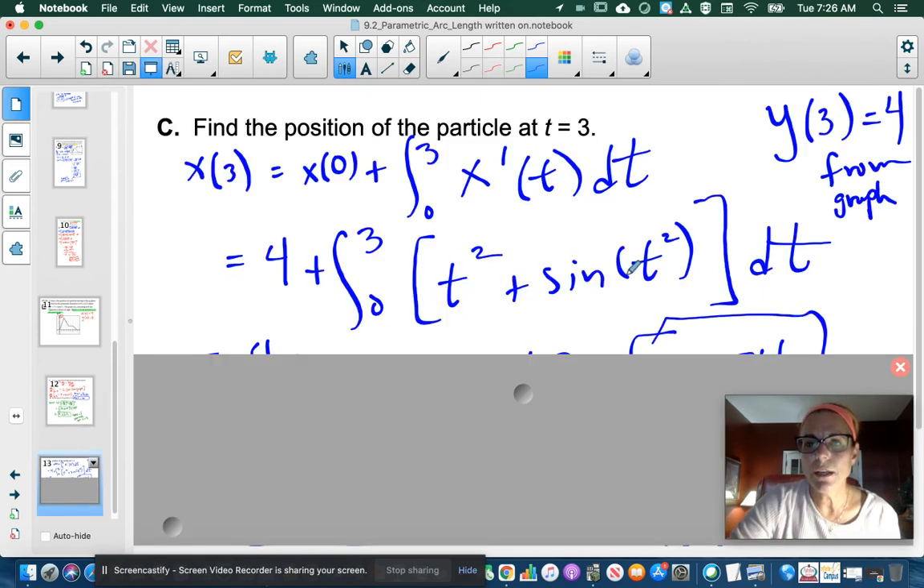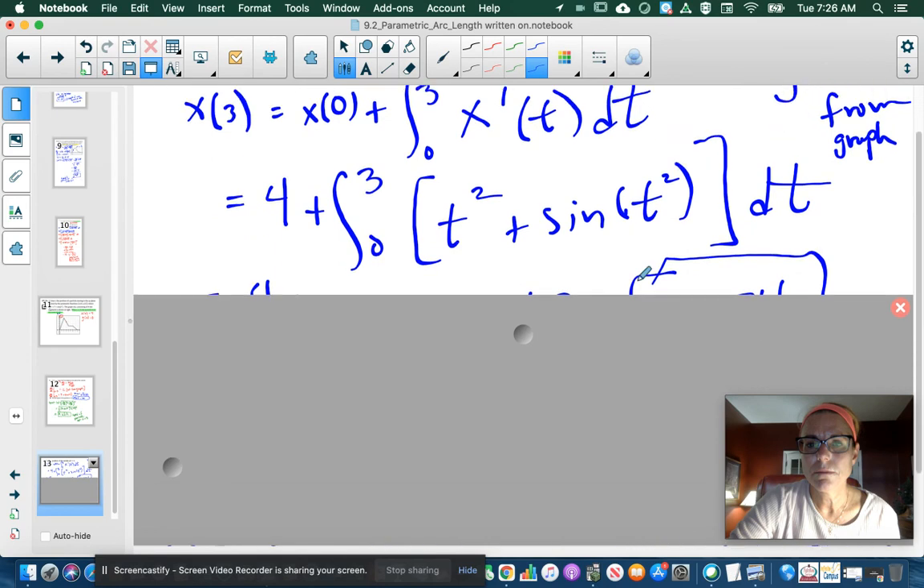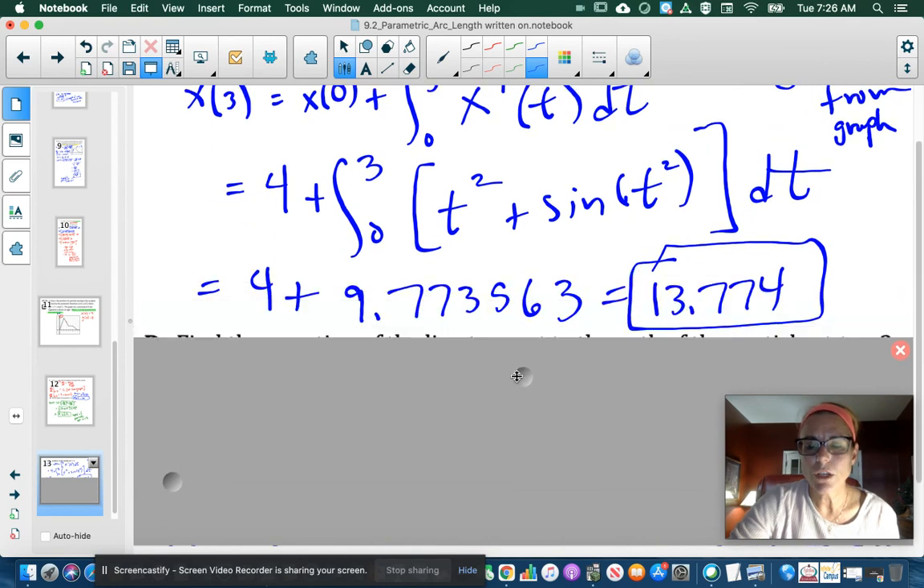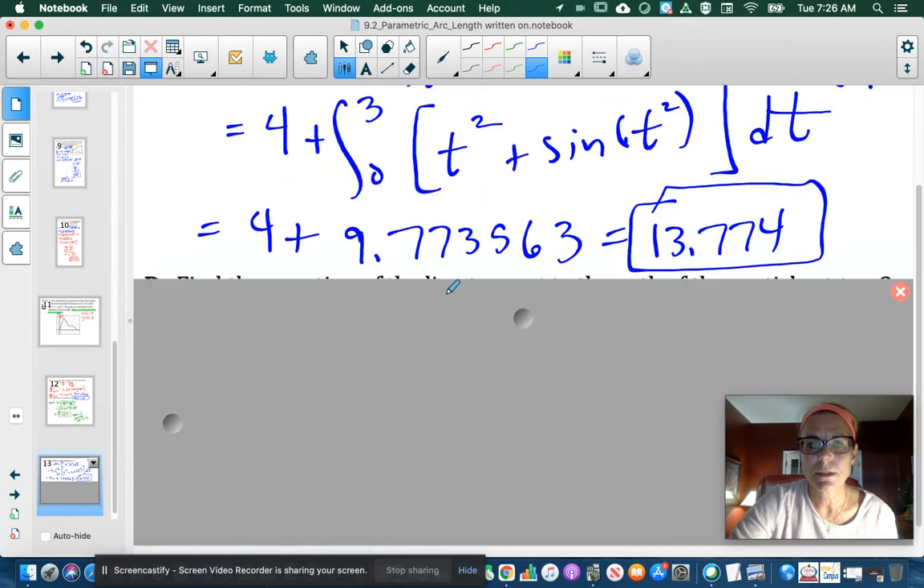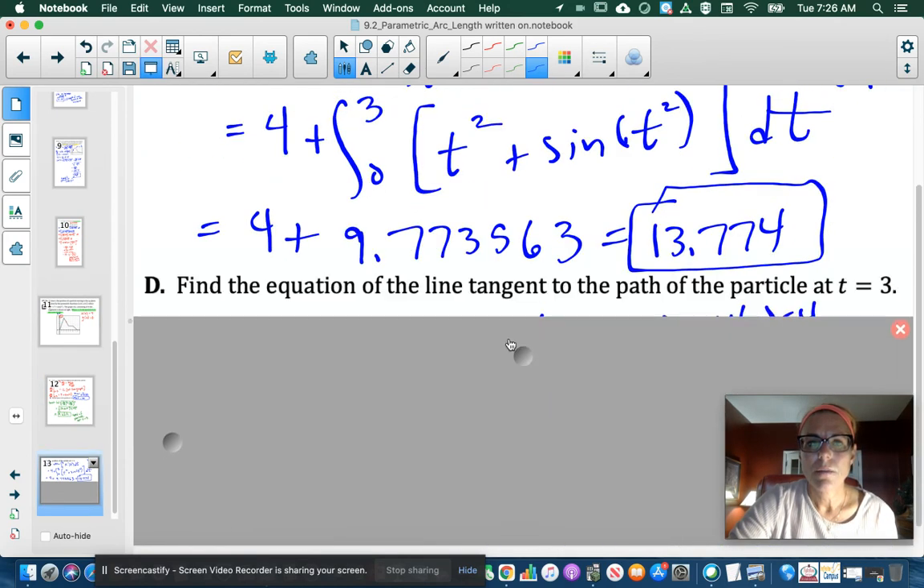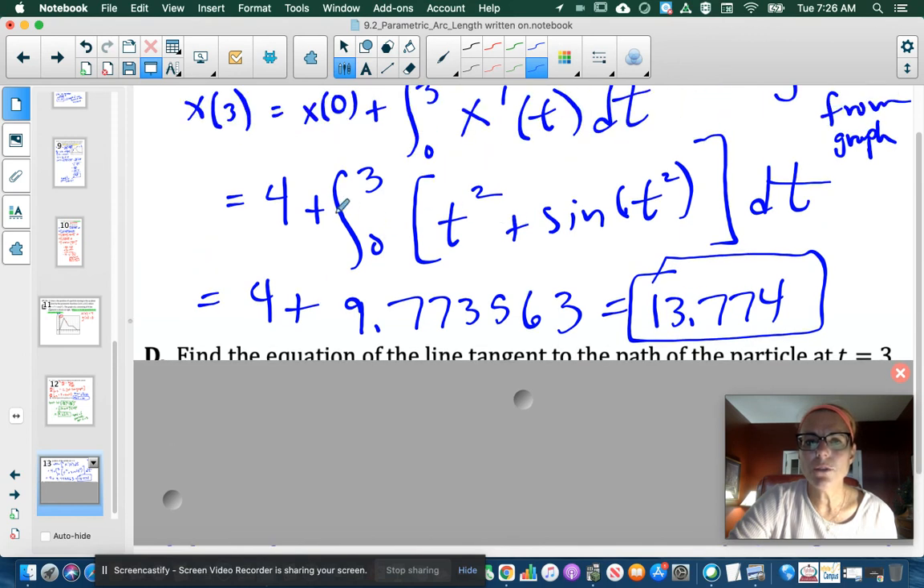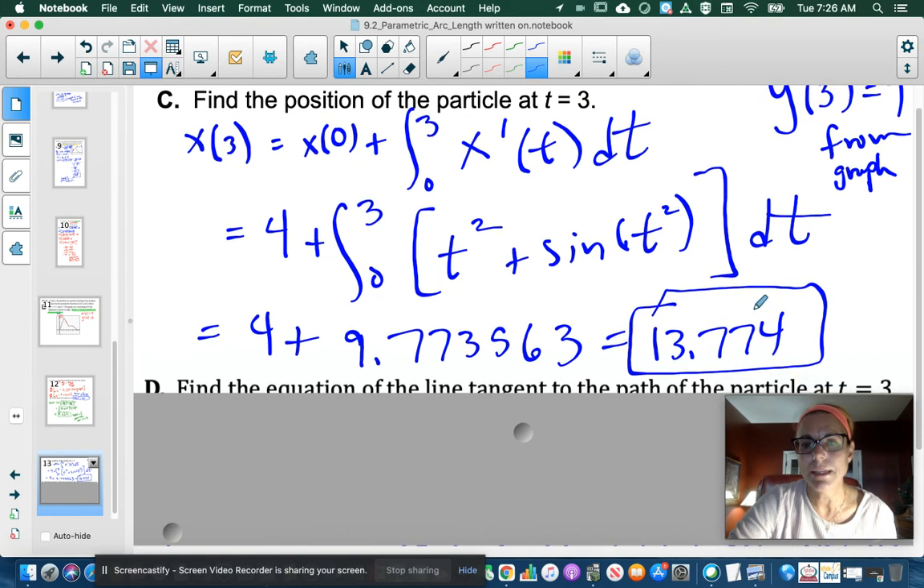And we're integrating x prime of t, which again, I'm going to scroll back again, was given to us right there. All these were given to us. If you plug this integral right here into your calculator, you will get this number that I came up with, add it to 4, and you get the position of the particle at t equals 3.